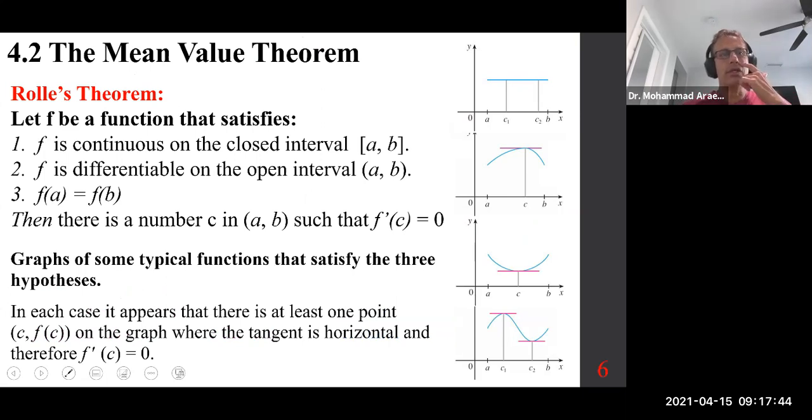Rolle's theorem, in short, has 3 parts. If you're looking at Rolle's theorem, you must mention the function is continuous on a closed interval, differentiable on an open interval, and you also have to show the endpoints f of a and f of b are equal. Therefore, there's a number in between such that f prime equals 0.